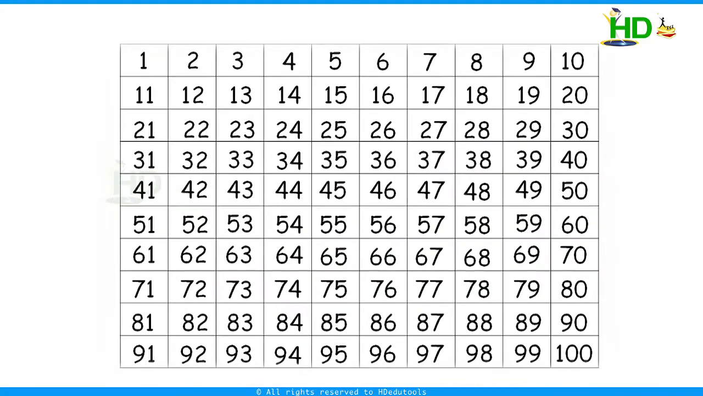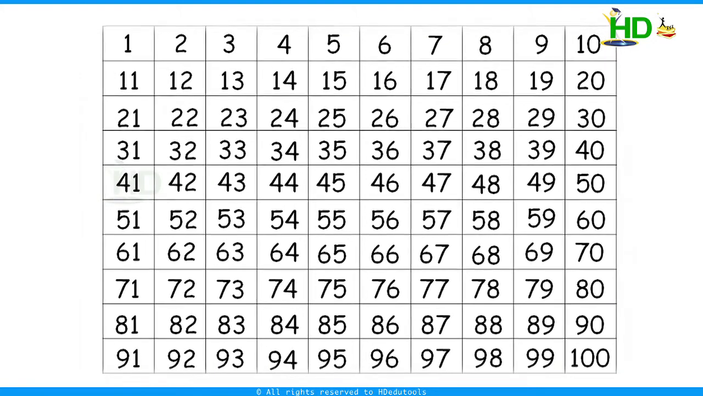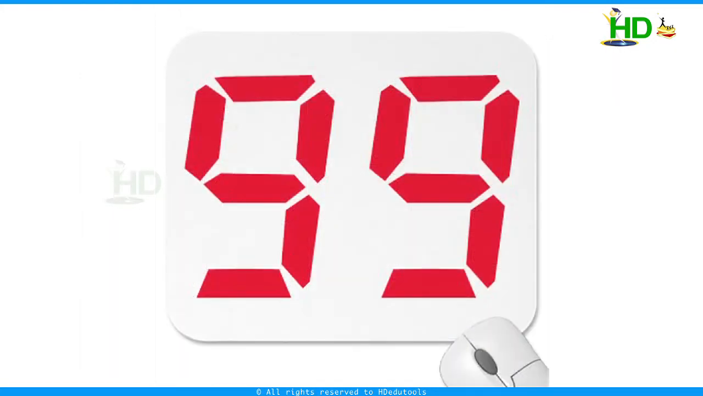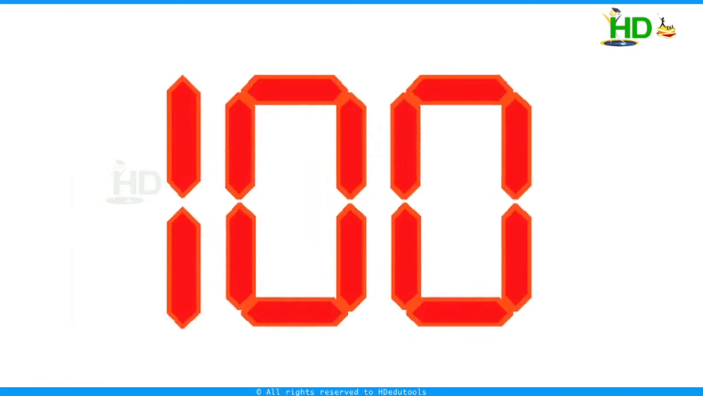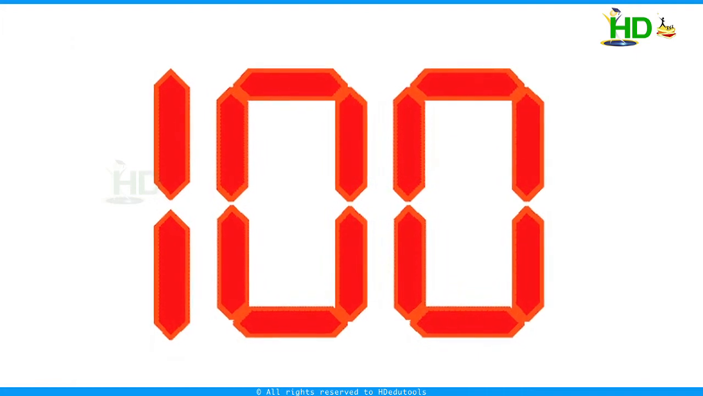And what is the largest two digit number? Yes, it is 99. And if we add 1 to this number, we'll get the smallest three digit number. That is 99 plus 1 is equal to 100. So 100 is the smallest three digit number.